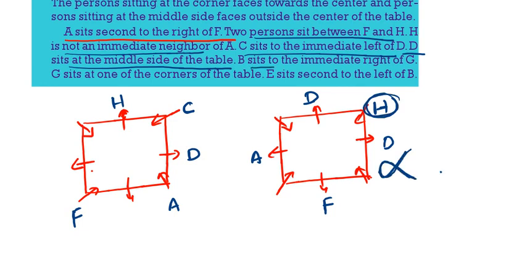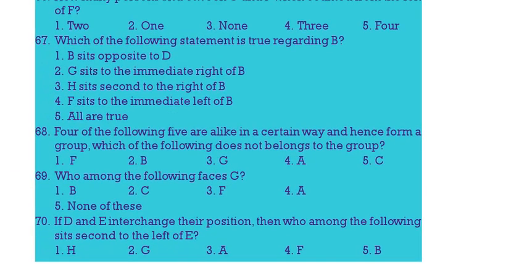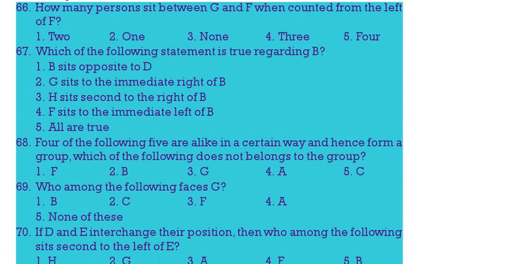Now B is to the immediate right of G. G is at one of the corners, so here we will get G, and here we will get B, because B is at one of the corners. E is sitting second to the left of B, that means E is sitting second to the right of B. This is the correct arrangement. Now we have to go to the questions. So this is the figure we got.